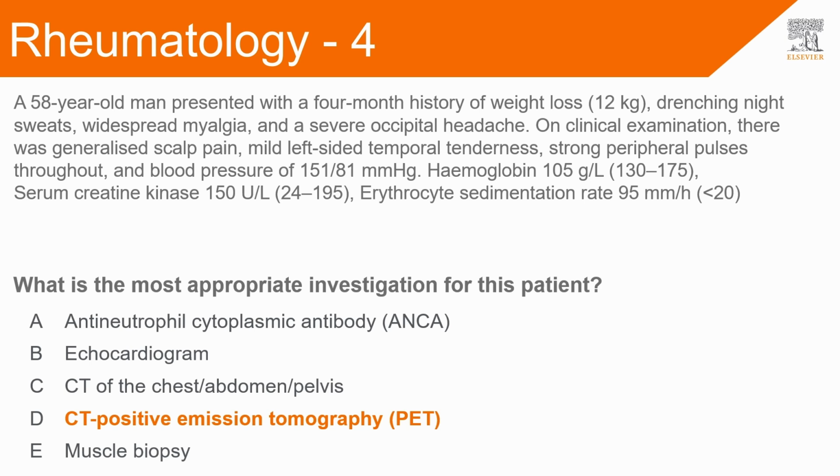The difference is CT PET scan. A CT PET scan is useful because it will tell us about large vessel inflammation in the arteries, such as the aorta and the branches of the aorta, and also it can help establish the extent of the disease and guide how we're going to treat it.